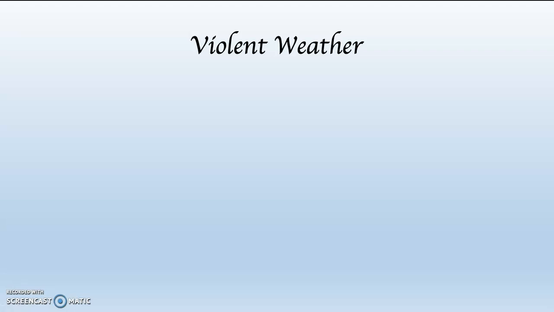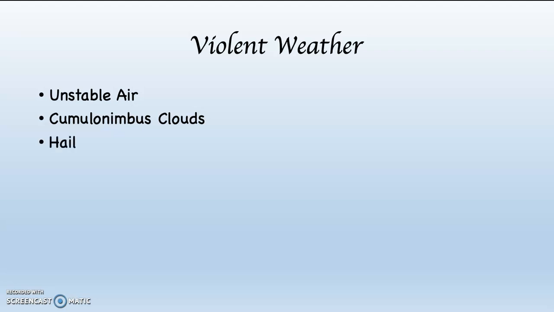It's time for some violence in the atmosphere. Violent weather really equates to these things. Unstable air, we know what that is. It's a parcel of air that's warmer than the surrounding atmosphere and wants to rise. Cumulonimbus clouds, we know what those are, those big clouds. Hail, we know what that is too.